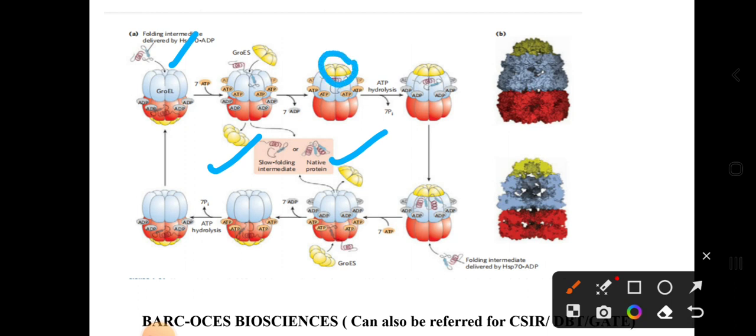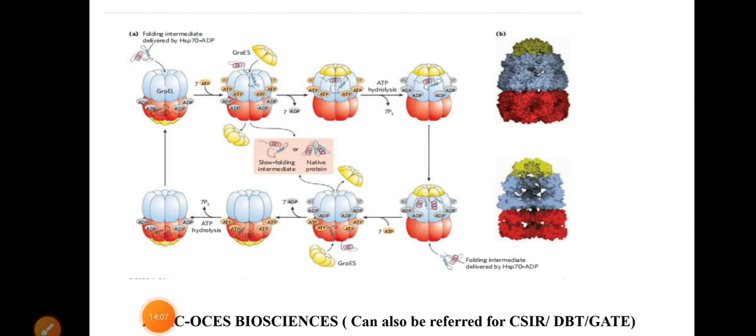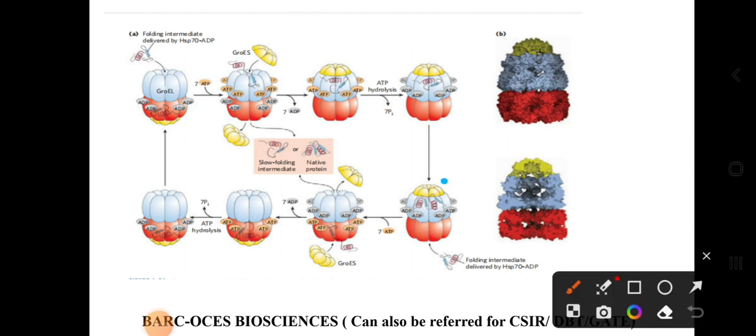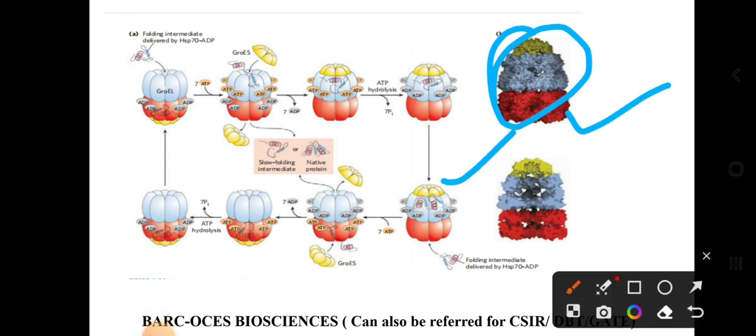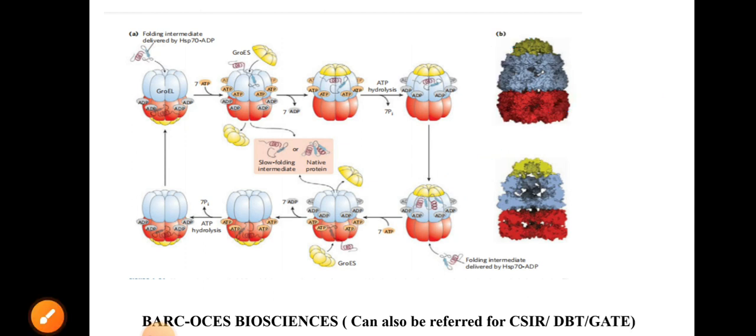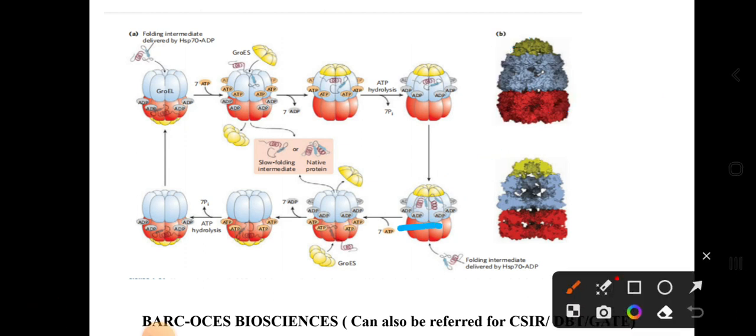Now your protein is trapped inside it, and the 7 ATPs which were attached now undergo hydrolysis. Once they are released, your protein is trapped inside. So whenever this lid opens, your protein can be released and fold into a properly folded manner. Okay, now let's talk about the other half of the GroEL subunit.